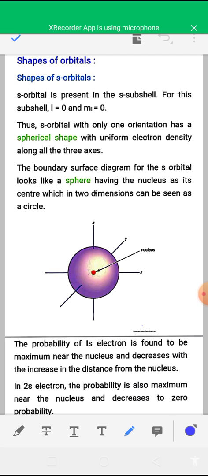Each orbit is represented by the principal quantum number n, and under each energy level or shell there are some subshells, represented by the azimuthal quantum number l. Under each subshell there are some orbitals, which are represented by the magnetic quantum number ml. Today I'll discuss the shapes of different orbitals.